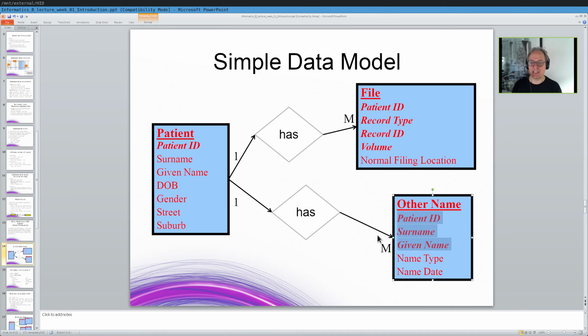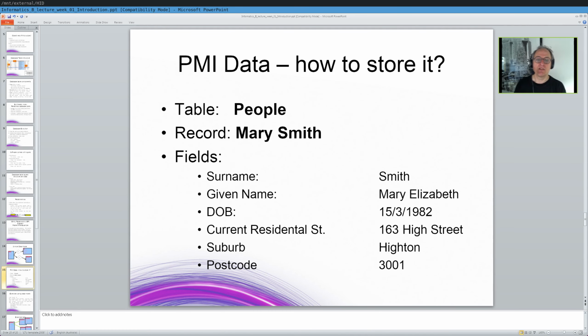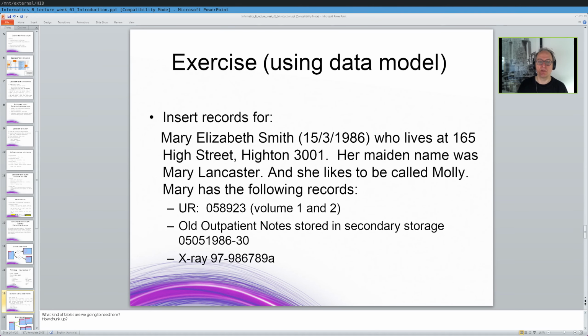And so let's give an example of how you would take that ER diagram and put data in it. For example, Mary Smith, in the people table, we would give her given name as Mary Elizabeth Smith, and where they live, the residential street address. So that's the data that would go into that. That would be one line of data in the Mary Smith table.